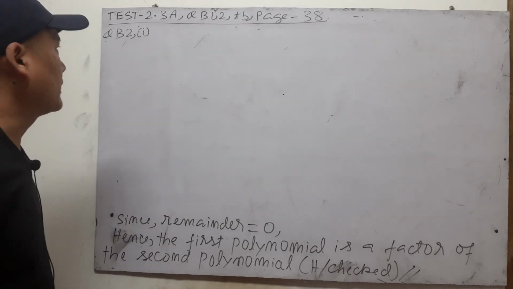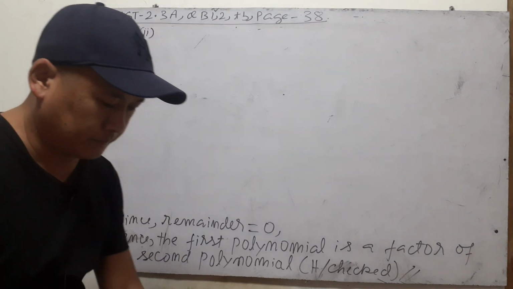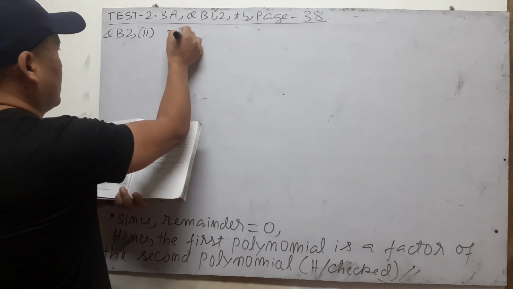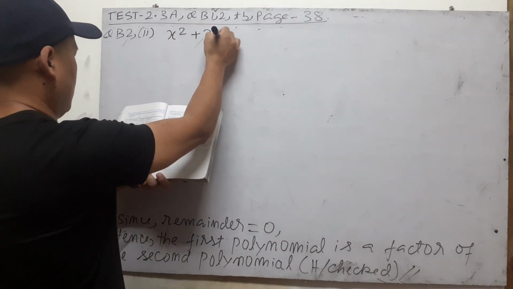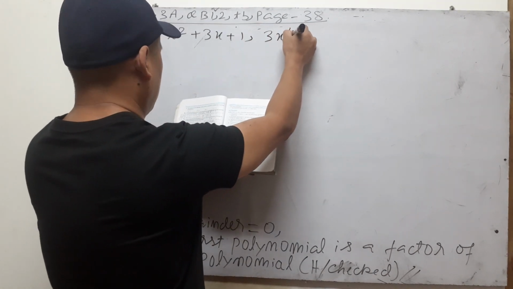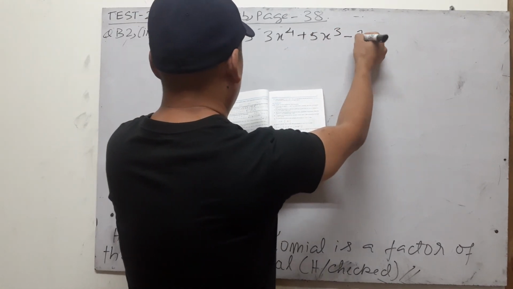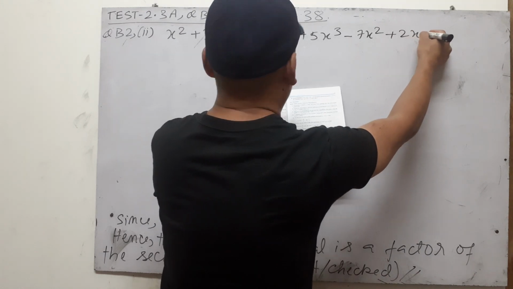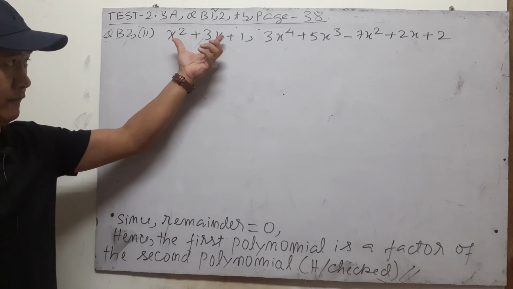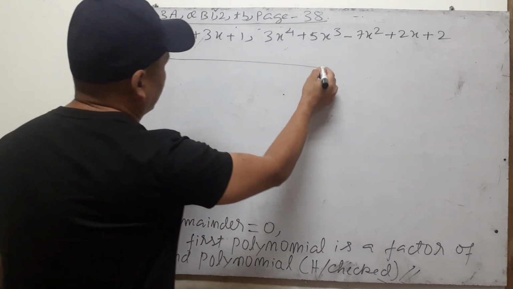Okay, second one, number 2. Let me read it. x squared plus 3x plus 1 is the first polynomial, and the second one after the comma is 3x to the power 4 plus 5x cubed minus 7x squared plus 2x plus 2. So is the first polynomial a factor of the second? How do we do it? The question is saying check by dividing the second.